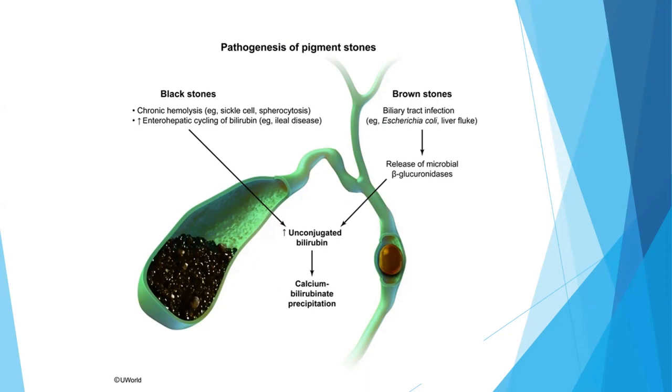Now, why are these colors important? Because sometimes the USMLE just shows you the gross picture of the stones and asks you what may be the cause of the stone formation. If the stones are black, it may be due to chronic hemolysis. If the stones are brown, it may be due to biliary tract infection. This increases the unconjugated bilirubin, and subsequently the calcium bilirubin precipitation leads to the formation of gallbladder stones or the pigment stones.